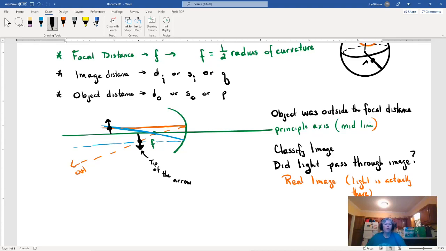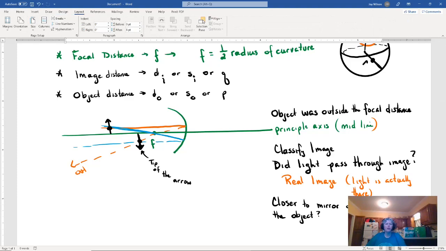The second thing we want to know is, is it closer or further to the mirror than the object? Well, in this case, I can see from my picture that if I was to measure the distance from here to here, here's your object distance, my image distance would be smaller. So it is closer to the mirror.